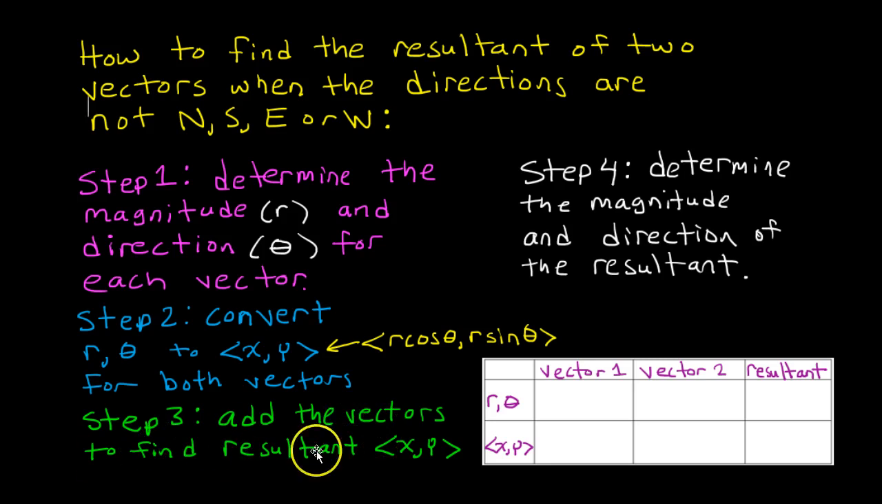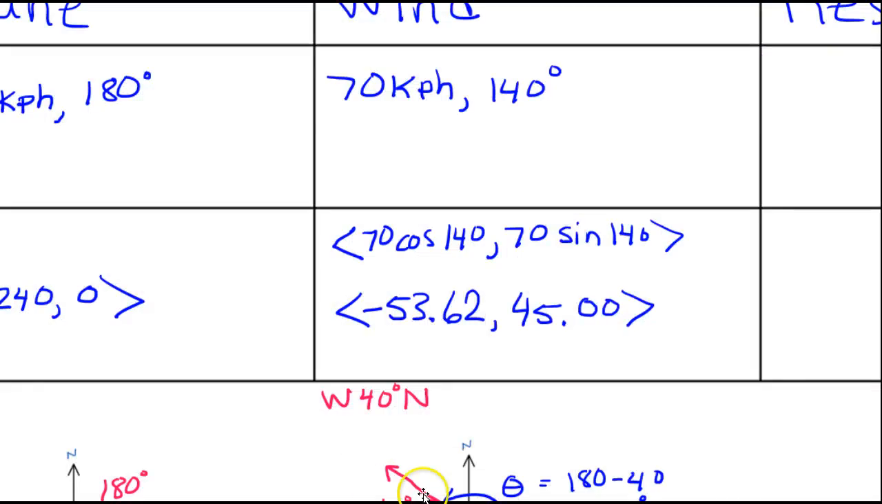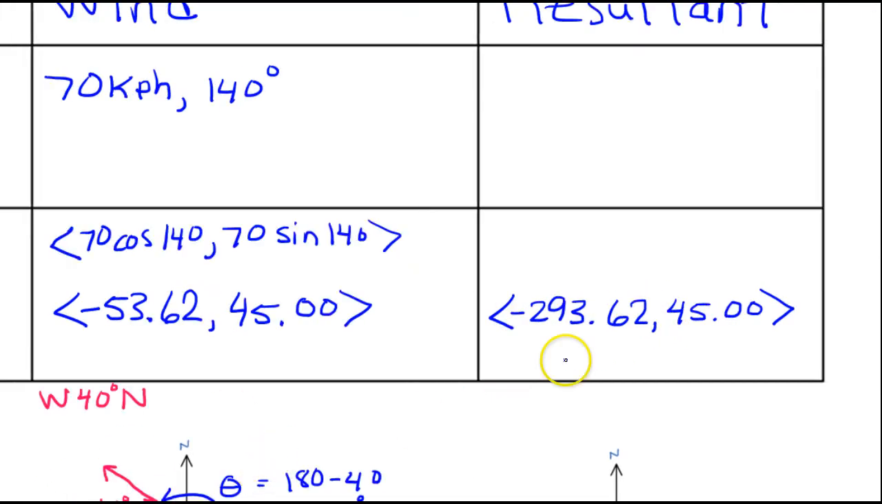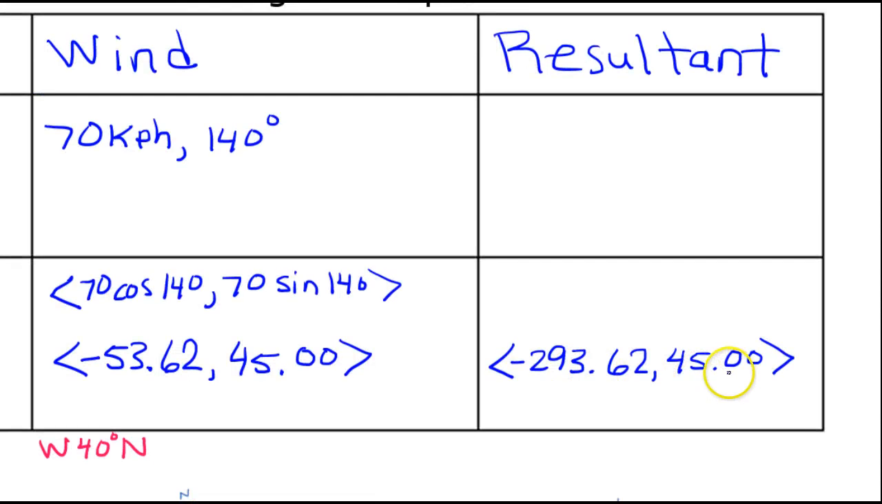Step 3 is add the vectors to find the resultant in component form. So I just need to add these together. I'm going to add the corresponding components, so negative 240 and negative 53.62. And then I will add the 0 and the 45, which of course will be 45. So I got negative 293.62 and of course 45. So that is my resultant.